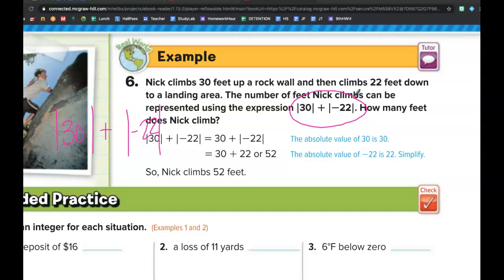So then what's the absolute value of 30? Plus, what's the absolute value of -22? 22. So then 30 plus 22 is? 52. So that would be the total distance that he climbs. Even though he went up and down, he still climbed that total distance, yes.